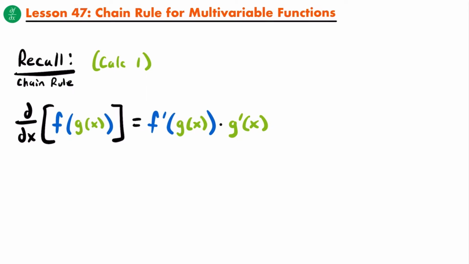Let me explain. All we have used so far is the chain rule from Calc 1 that looks like this. If you want to take the derivative with respect to x of a composite function f of g of x, where f is the outside function and g of x is the inside function, the derivative is equal to the derivative of the outside function, keeping the same inside function, so f prime of g of x, multiplied by the derivative of the inside function, g prime of x.